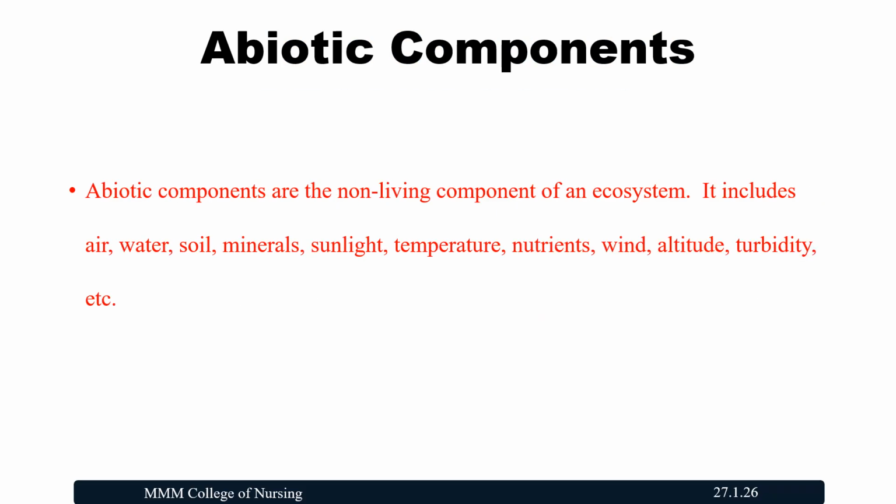Then abiotic component. Abiotic component are non-living component of an ecosystem. It includes air, water, soil, mineral, sunlight, temperature, nutrient, wind, altitude, turbidity, etc. All natural resources, but they are non-living component. That we called as abiotic component.